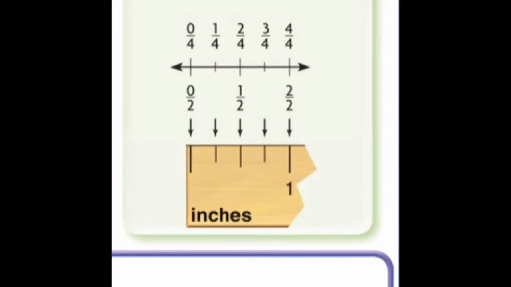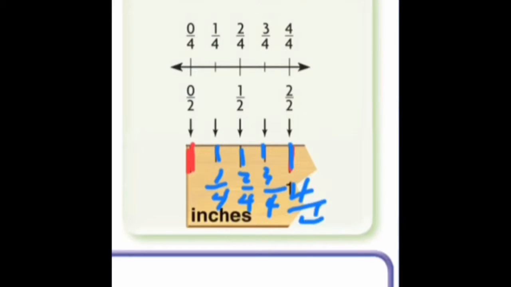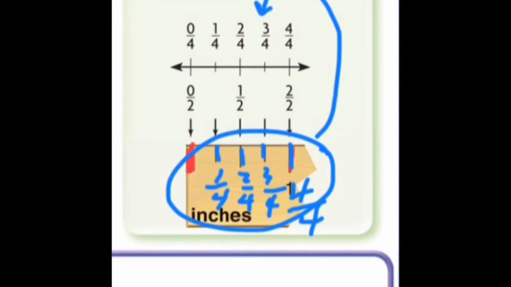Here we have our ruler down here in red. Here's 1 inch, here's 0 inches, and then it has these other markings. There are 1, 2, 3, 4 markings to the 1 inch mark from 0. So that means each one of these is a fourth of an inch. 1/4, 2/4, 3/4, and then 1 whole we know is 4/4. So we can compare that directly to this number line up here.